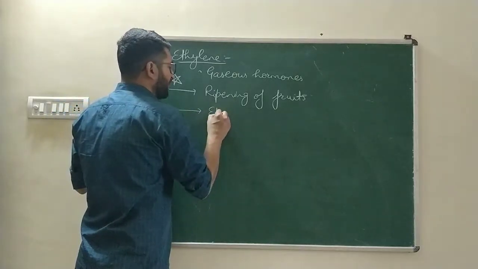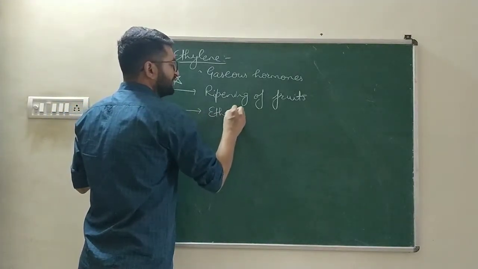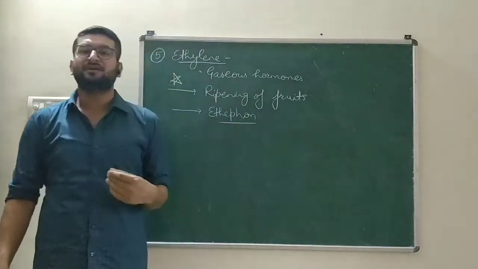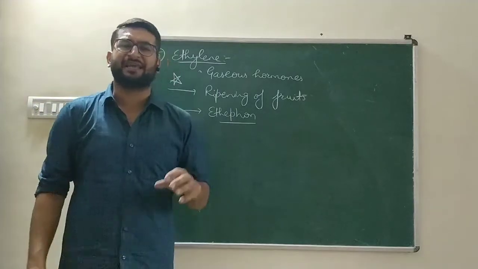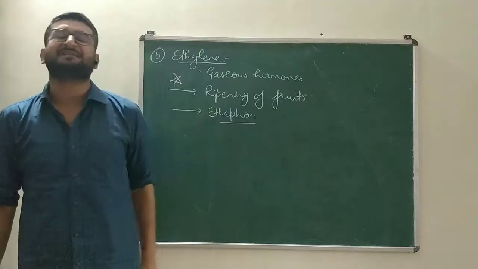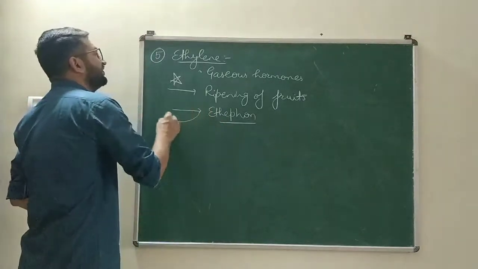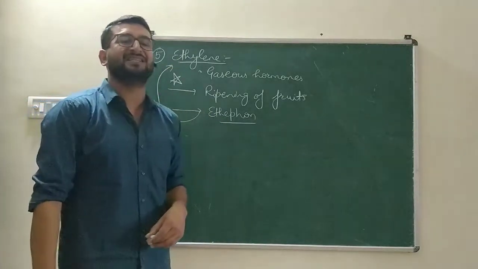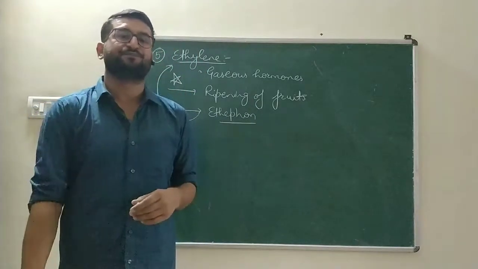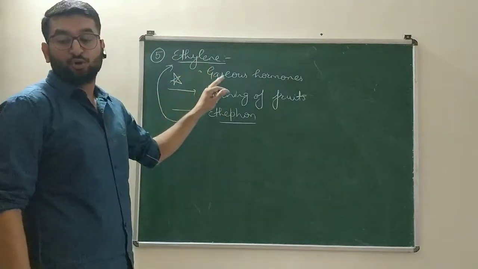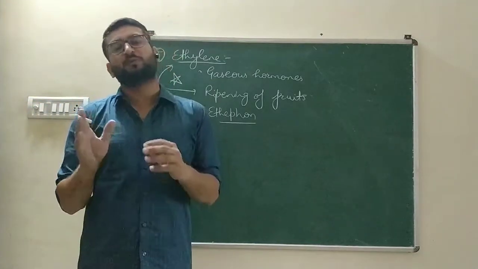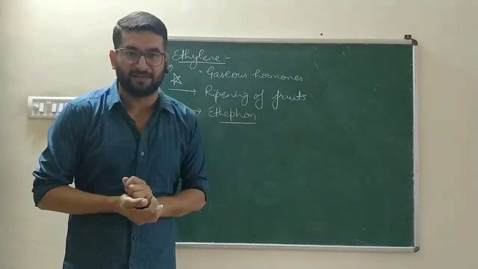Ethylene is also provided in the form of ethaphon, a gel-like material or a powder-like material, to ripen the fruits very easily. You must have seen certain crates of mango. They contain certain gel-like material or a powdered form material. That powder is ethaphon. Ethaphon basically converts into ethylene, and then that ethylene will ripen those unripe mangoes or bananas very easily. Ethylene is a growth promoter as well as a growth inhibitor.